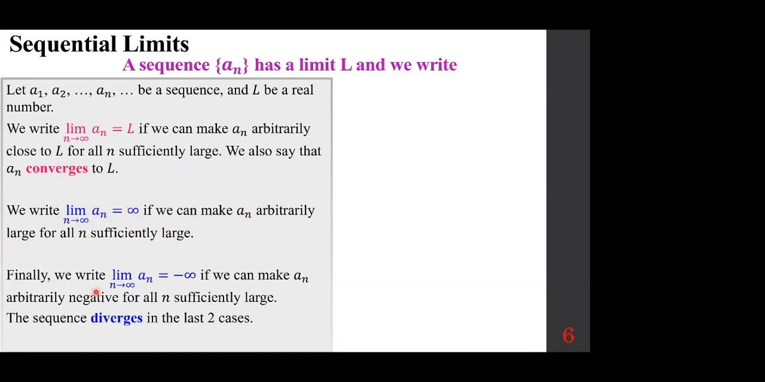We can also write the limit of a sub n as n approaches infinity is negative infinity if we can make a sub n extremely negative for all n being large. In both of these cases, infinity or negative infinity, the sequence diverges, everybody.